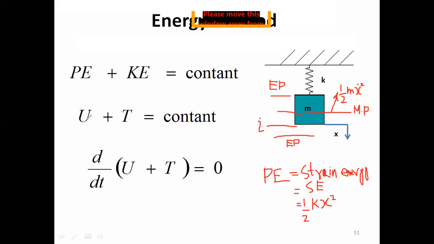Let's say U is the potential energy and capital T is the kinetic energy, so U plus T is equal to a constant. And if we take the derivative of this equation on both sides, we would have d by dt of (U plus T) is equal to 0. The derivative of a constant is always 0. So according to the energy method, we come up with this equation: d by dt of (U plus T) must always be equal to 0.